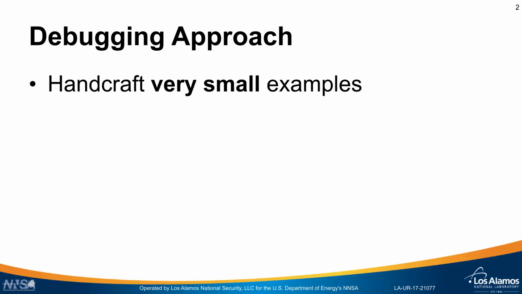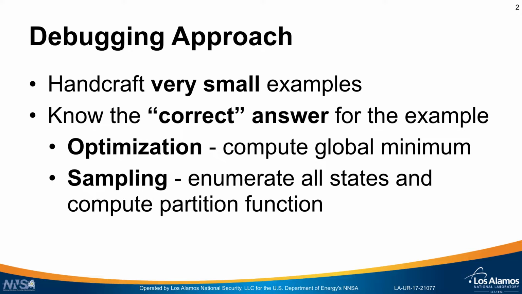My basic approach to developing debugging strategies is to handcraft very small examples. The reason for this is that you want to know the correct answer for the example of interest. So in the case of doing optimization, you want to be able to compute the global minimum of your problem so you can see how it compares to what's coming out of the hardware. If you're interested in a sampling type of application, you want to be able to enumerate all the states and compute the partition function for the distribution that you're trying to sample from so that you know how closely the computer's output matches the sampling that you're trying to generate.